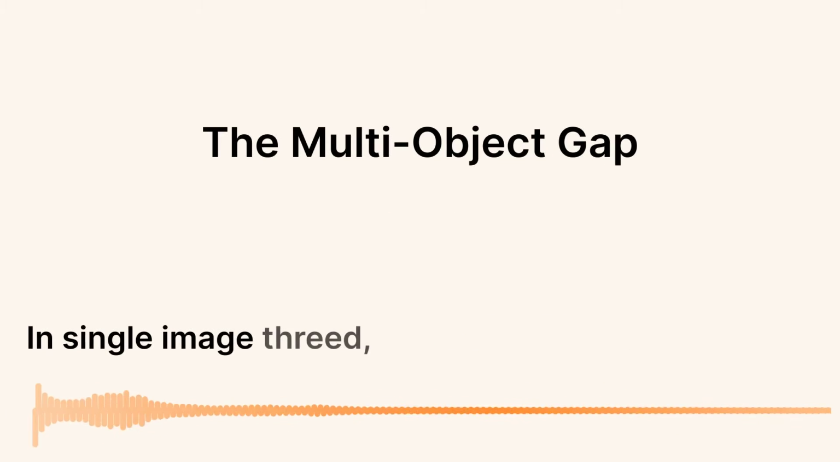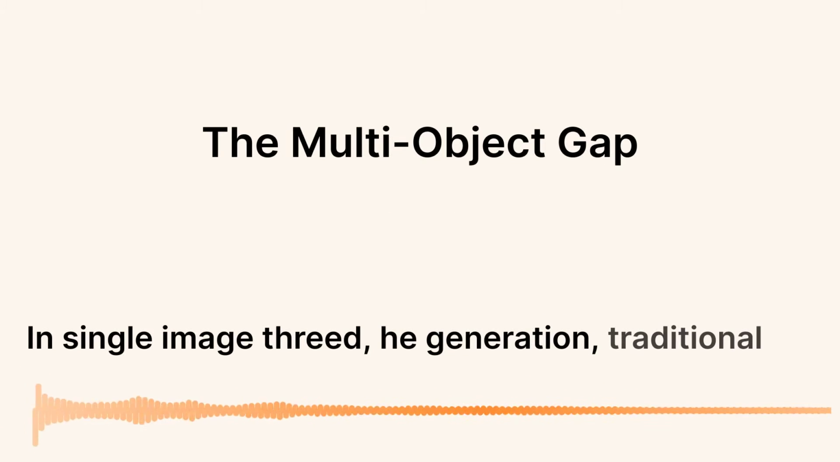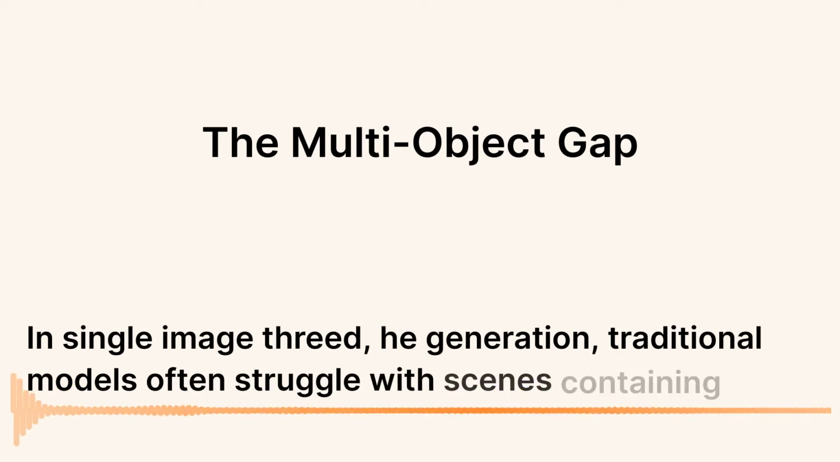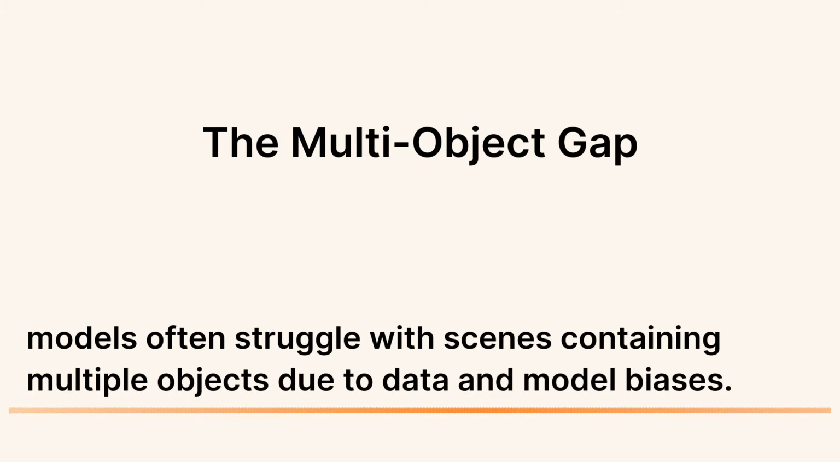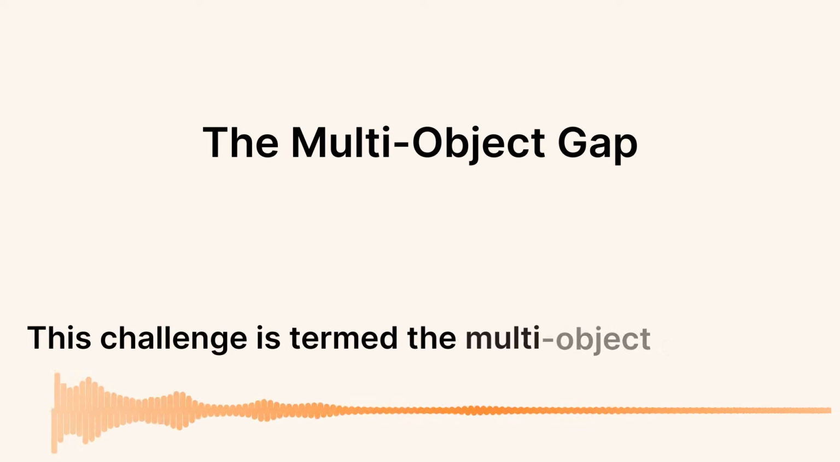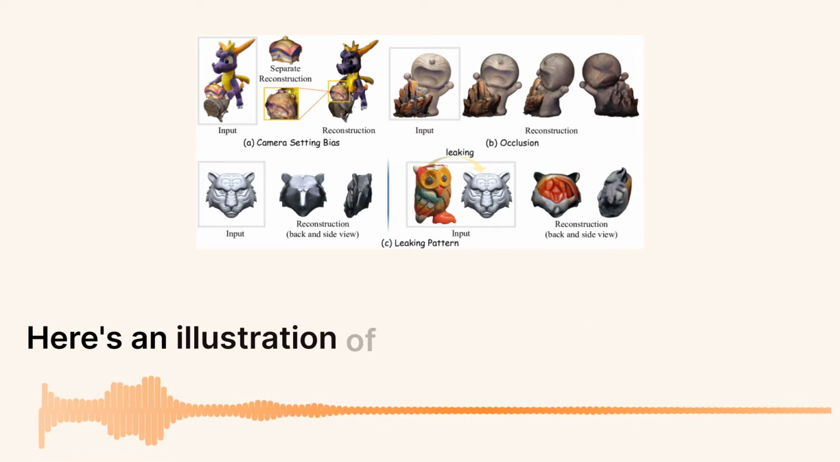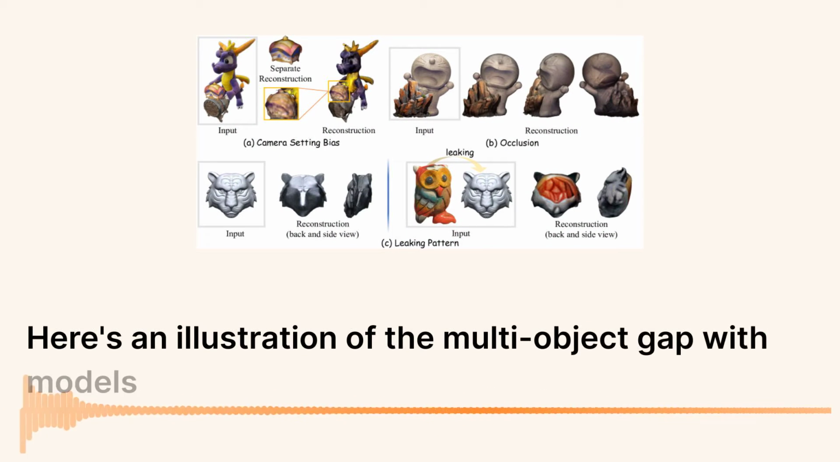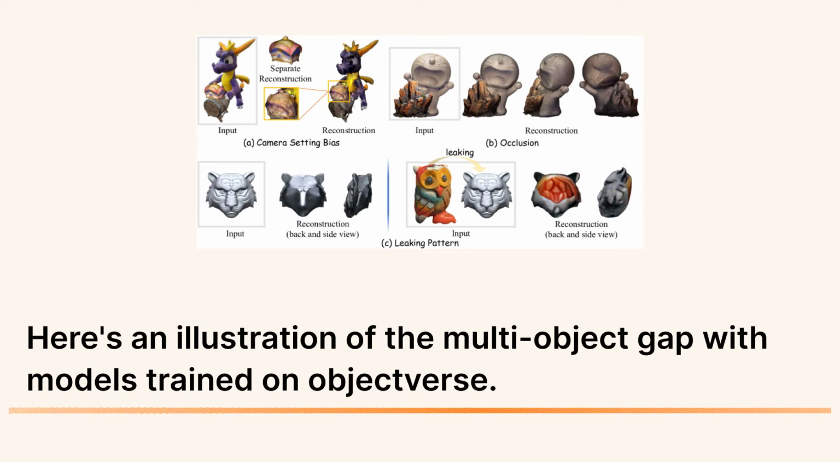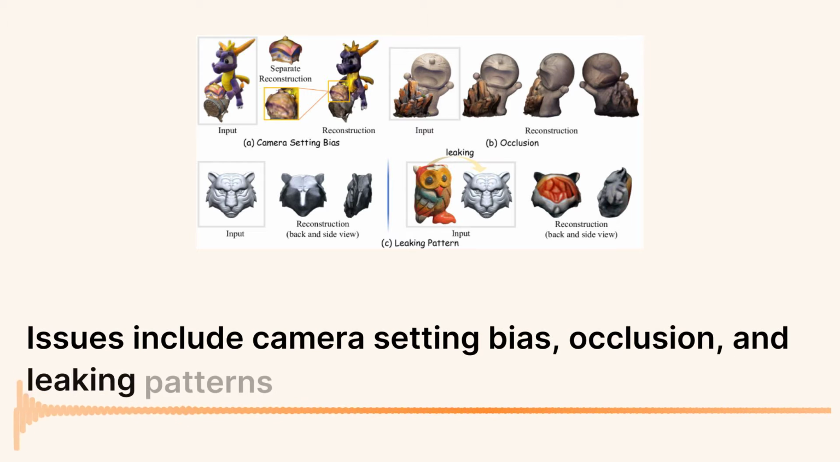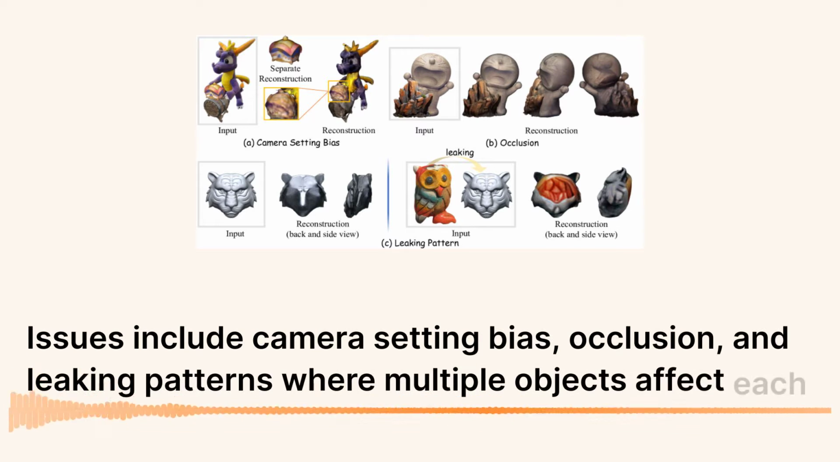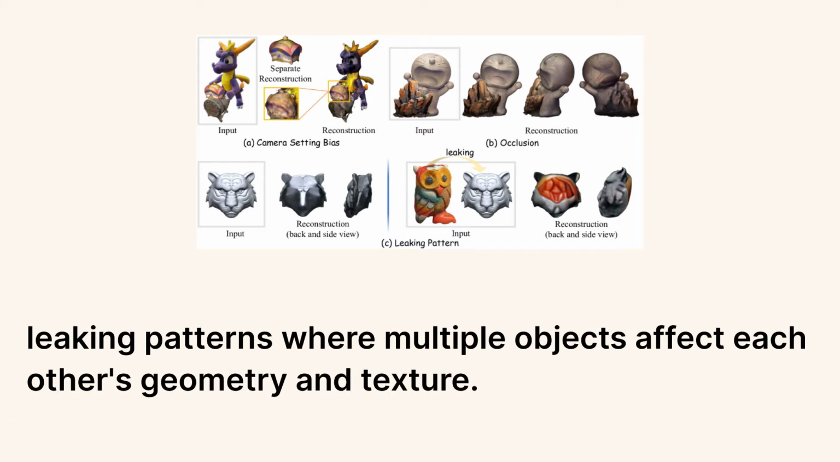In single-image 3D generation, traditional models often struggle with scenes containing multiple objects due to data and model biases. This challenge is termed the multi-object gap. Here's an illustration of the multi-object gap with models trained on ComboVerse. Issues include camera setting bias, occlusion, and leaking patterns where multiple objects affect each other's geometry and texture.